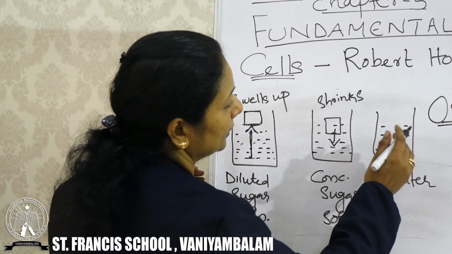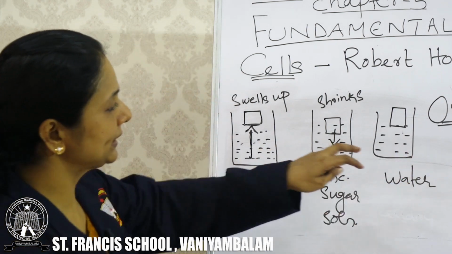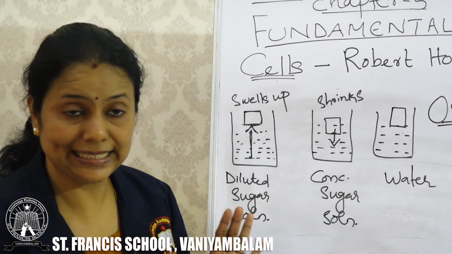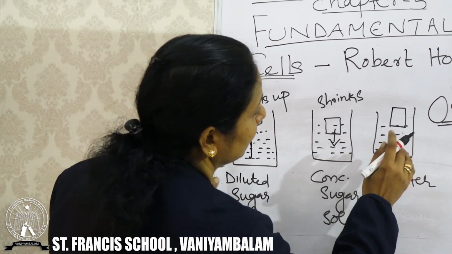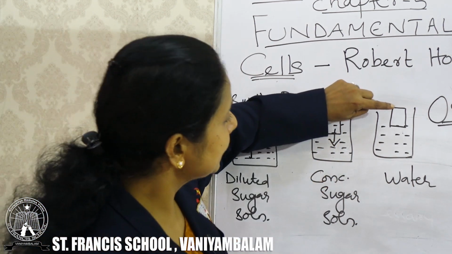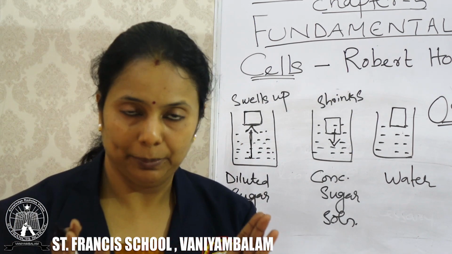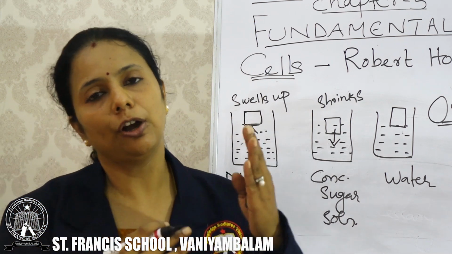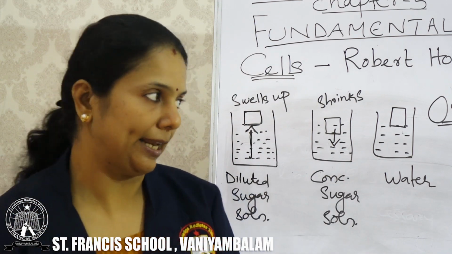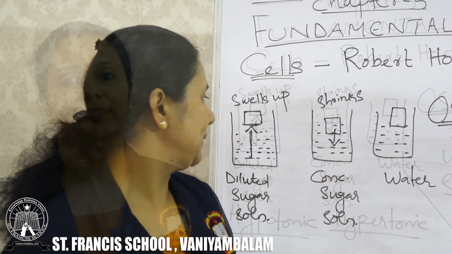But here the water content inside and outside the medium, both are the same. So here there is no net movement of water particles, because inside the cell and in the solution the water content is the same. So there will be no movement of water in and out of the cell. So these are the three examples of osmosis.